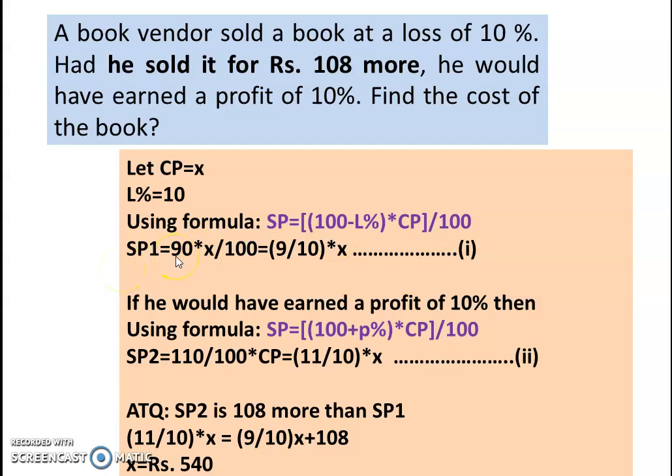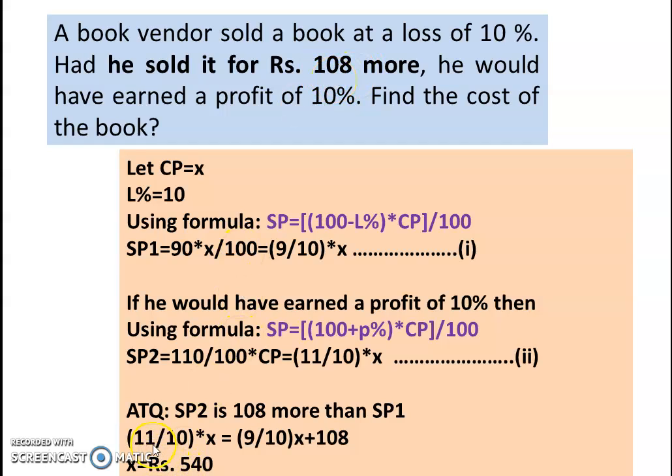So selling price will be 90 into X divided by 100, and this is equals to 9 divided by 10X. Now it is given, if he had sold it for 108 more, he would have earned a profit of 10%. So in case of 10% profit, selling price will be 100 plus profit percentage into CP divided by 100, and this is equals to 11 by 10X. Now this selling price is 108 more than the first selling price. So SP2, this particular value 11 by 10X is greater than this selling price by 108.